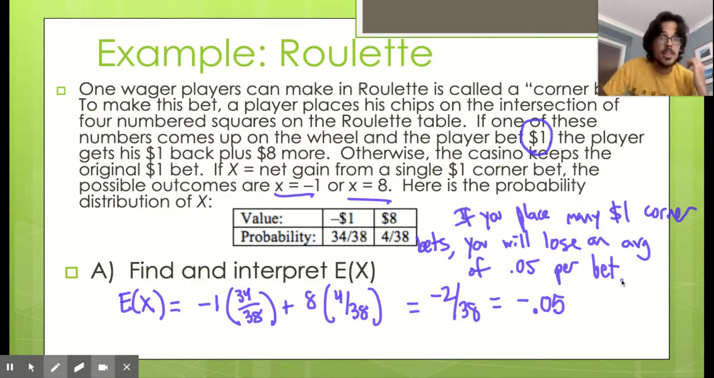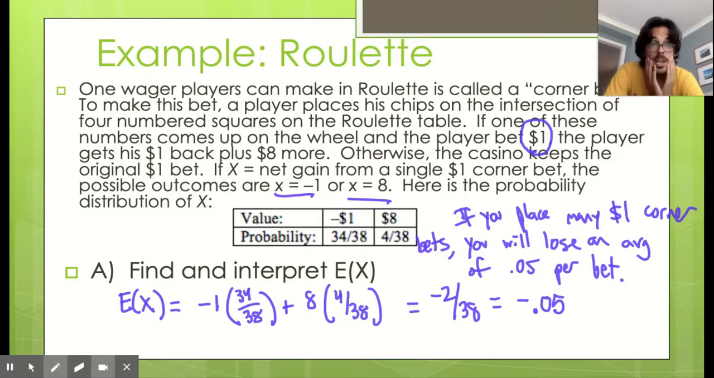So if you play this game 1,000 times, you would expect to lose 5 cents every time you play it on average. You're going to come away losing $50 over the course of 1,000 bets. Okay? Expected value doesn't take on a value from the problem all the time. It's just an average if you play many times of what's going to happen for your outcome. Okay, you'd lose an average of 5 cents per bet.